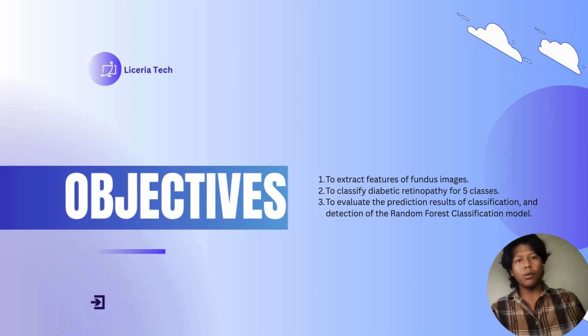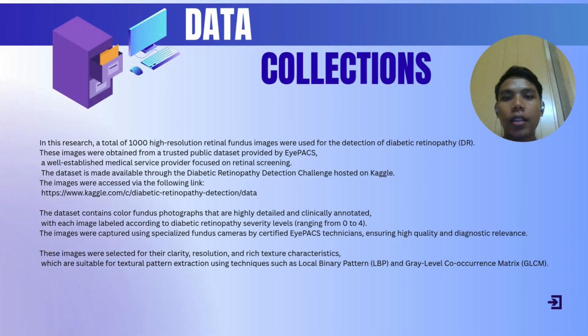Alright, this is our objective. The first one is to extract features of fundus images, the second is to classify diabetic retinopathy for 5 classes, and the third one is to evaluate the prediction result of classification and detection of the random forest classification model.